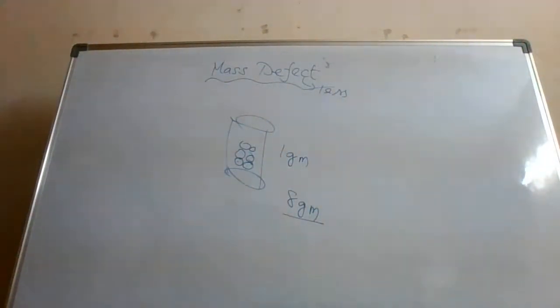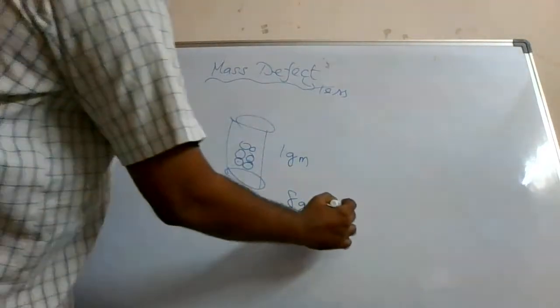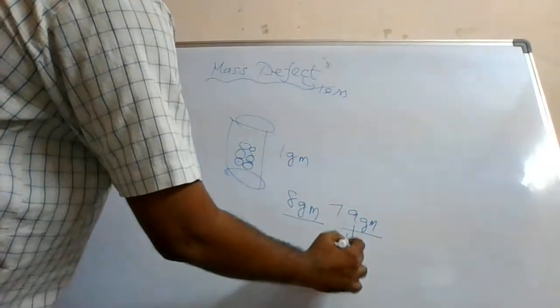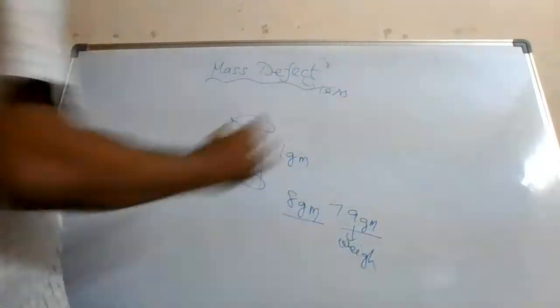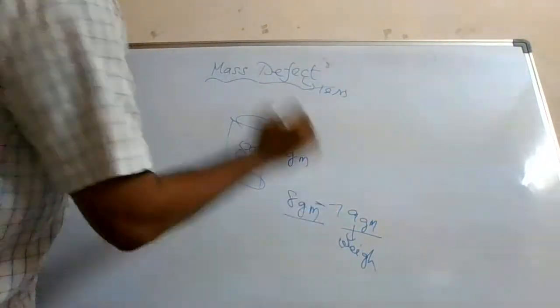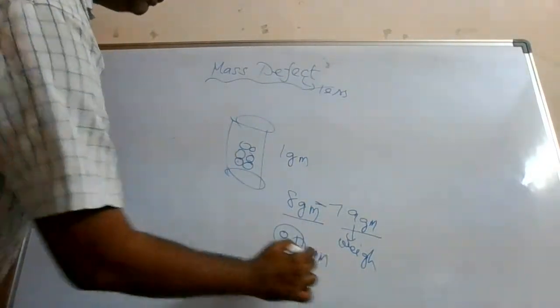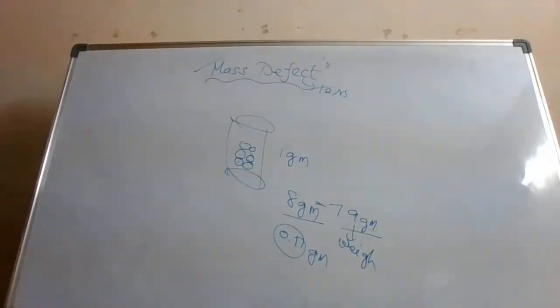Alright? Now suppose I get 7.9 grams when I weigh. So there is a difference. How much? 0.1 grams. This is your mass defect. Okay.